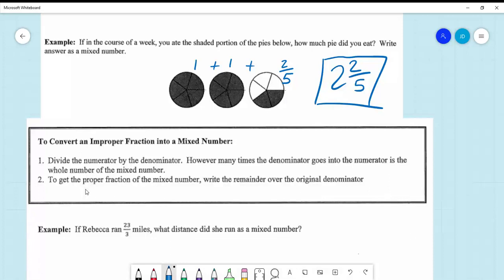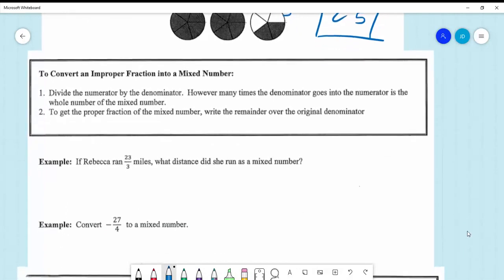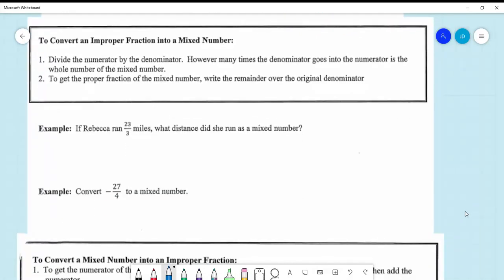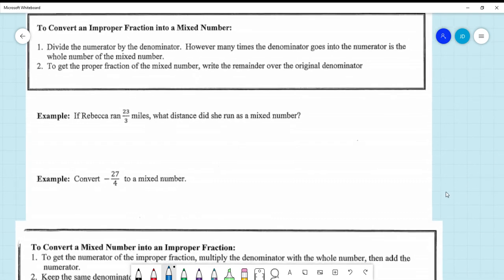Occasionally we have to convert back and forth between improper fractions and mixed numbers. So when you have an improper fraction and you want to change it into a mixed number, there's a little procedure we can do to get the right one every time. We divide, because fractions, again, I've said this over and over, are division problems. So we'll divide the numerator by the denominator using long division. However many times the denominator goes into the numerator is the whole number part. And then the remainder is going to be the fraction part, and we're going to keep the denominator the same.